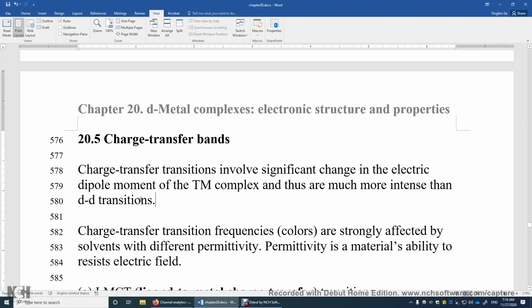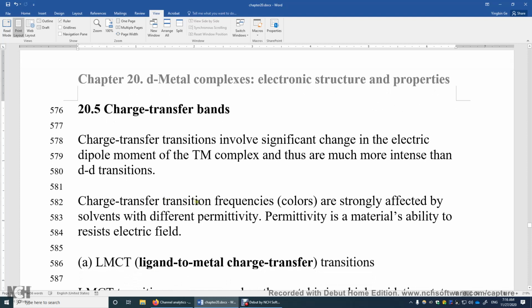So if you look at the UV-vis spectrum of a transition metal complex, and you see a huge peak, a huge band, very likely it involves charge transfer. In the next section, you'll learn that the intensity of light absorption is proportional to the change of the electric dipole moment squared, approximately.